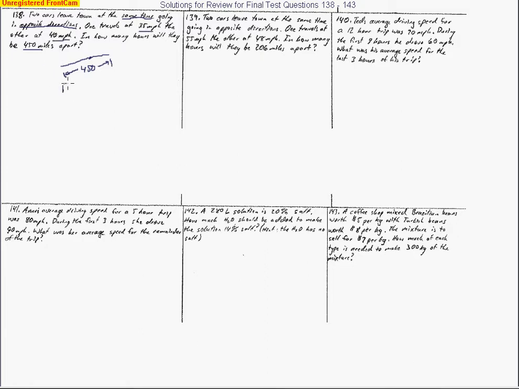So let's go ahead and set it up. Distance equals rate times time. And we've got two cars. We'll say that the slow car first is 35 miles an hour times the time. We don't know the time, but we know it's the same. The other car at 40 miles an hour times the same time, because they left at the same time.